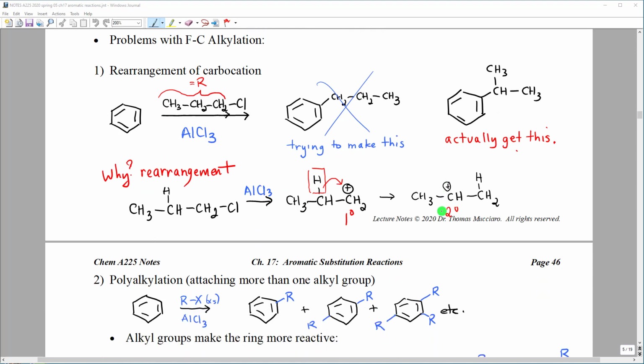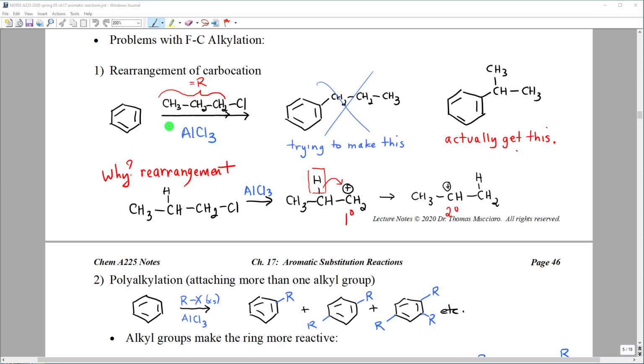Now, Friedel-Crafts alkylation is not a perfect reaction. There are some problems with it. The first problem is that carbocations rearrange. We already know that from our previous discussions. So if, for example, we were trying to make this molecule right here, this molecule would have an n-propyl group. In other words, a straight chain of 3 carbons attached to it by a primary carbon on the end.